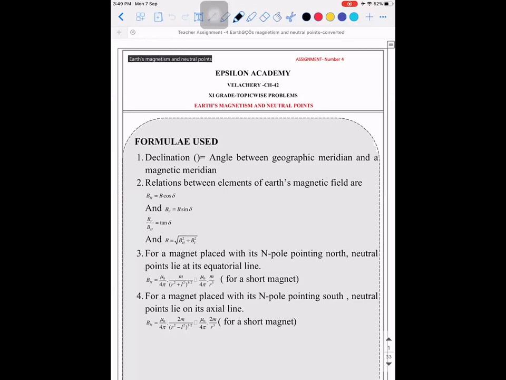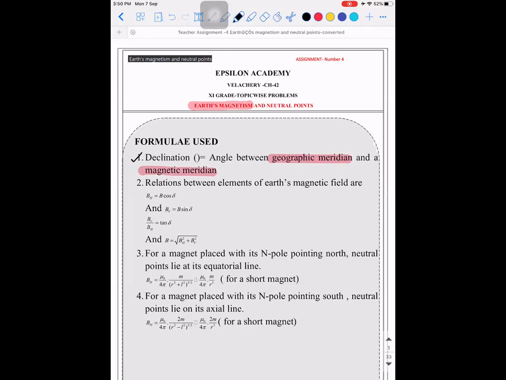So last class we discussed Earth's magnetism, right? In that, I told you there are three important points to keep in mind. One is magnetic declination. The other name for magnetic declination is magnetic variation. So how do you define it? It is defined as the angle between the geographic meridian and the magnetic meridian.